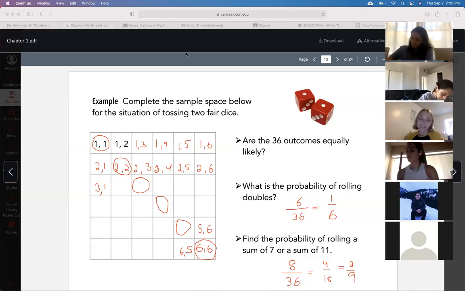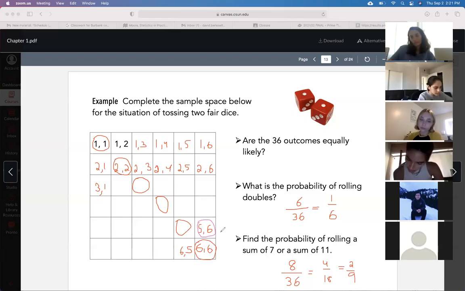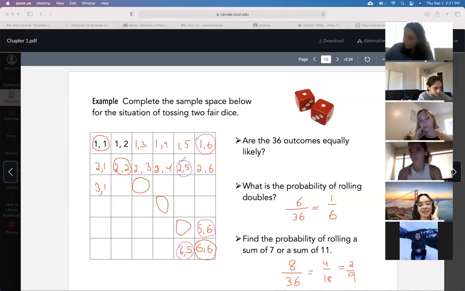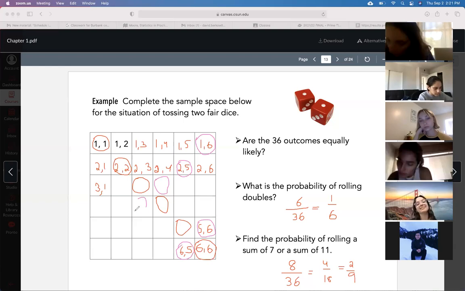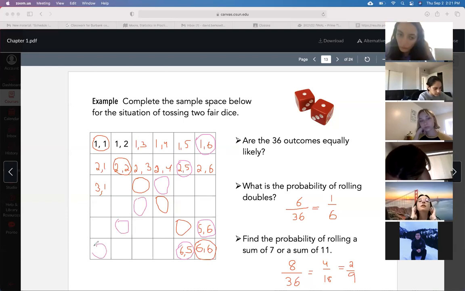I'm confused. Well, that's not the answer, but what are you confused about? I'm confused on how it sums up to 7, or how you sum up to 11. Well, would you agree that if I roll a 5 and a 6, I just rolled an 11? How about a 6 and a 5? Yes. Okay, how about a 1 and a 6? 7. How about a 2 and a 5? 7. How about a 3 and a 4, a 4 and a 3, a 5 and a 2, or a 6 and a 1? Okay, so 7.